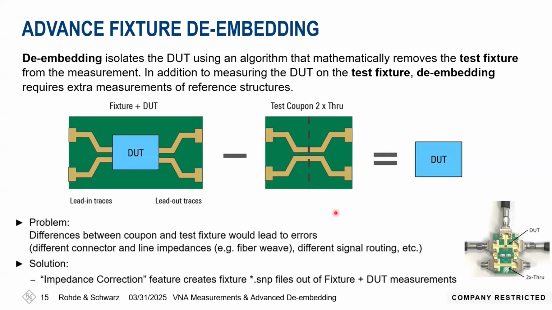And in this de-embedding, you do not need to have 3 or 4 different standards depending upon the frequency. Only one test coupon could be enough. Either you can have 2x through, or 1x open, or 1x short. For example, if we talk about this 2x through, with this advanced de-embedding algorithm, the effect of these traces would be removed from the result, and you will get the response of the DUT only.